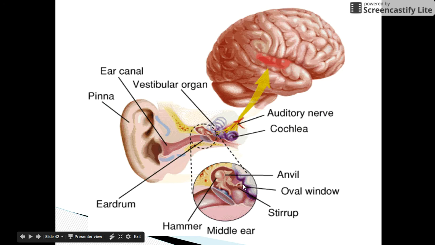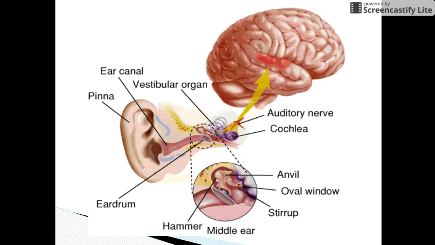And then the vibration of the stirrup hitting the oval window allows it to open, and the sound that you hear is transmitted from air into liquid. And so when it's in liquid form through the oval window, it goes into the cochlea. And the cochlea and the vestibular organ, that is the inner ear. The cochlea is this snail shape, and inside the cochlea, on the base of the cochlea, is the basilar membrane. The basilar membrane has tiny little hair cells, and these are what vibrate in the liquid. And that's how we hear.